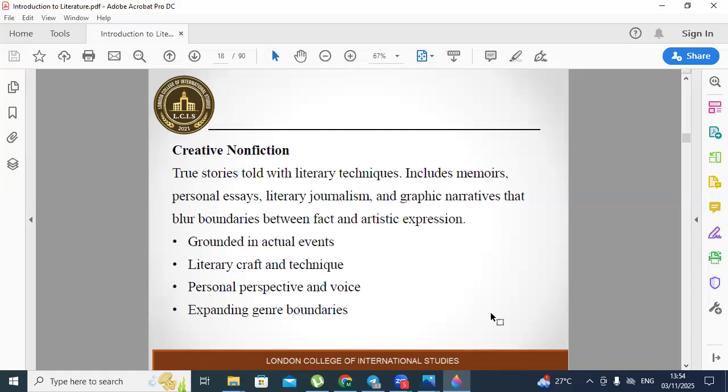Creative nonfiction includes memoirs, personal essays, literary journalism, travel writing, and graphic narratives that combine images with text.